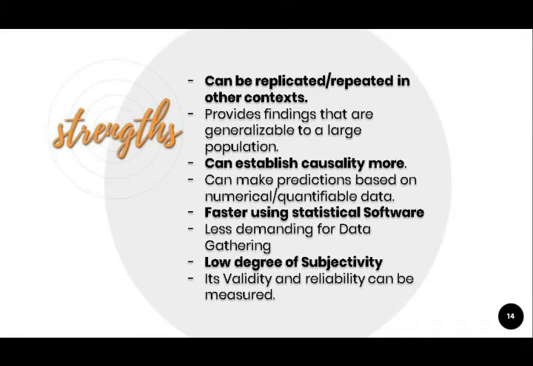Third one, it is faster using statistical software. The data gathering procedure is very easy nowadays because of the existence of software that we use, such as SPSS or QI Macros. And as you can see, it has a very low degree of subjectivity. As you can see, numbers, we could not manipulate numbers. Whatever is the result, those findings can be expressed through numbers as well.